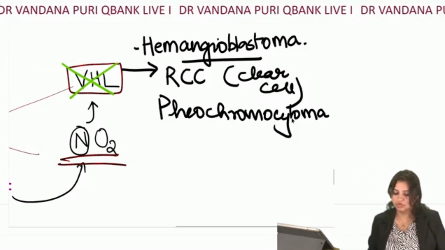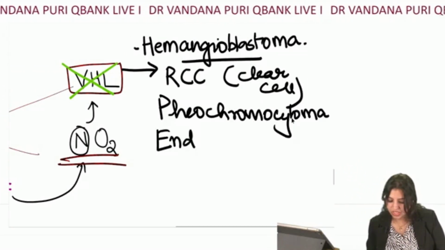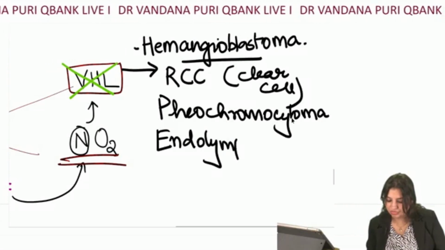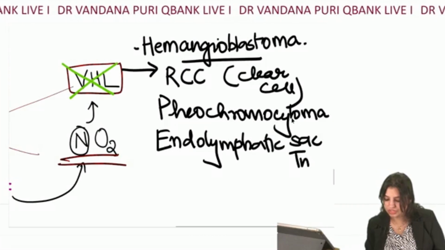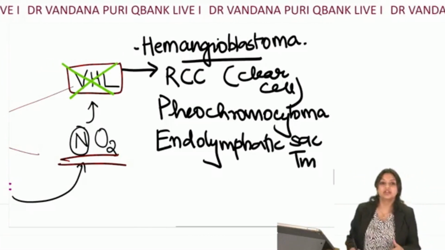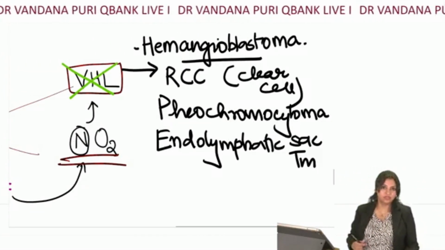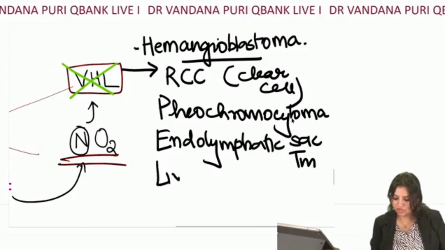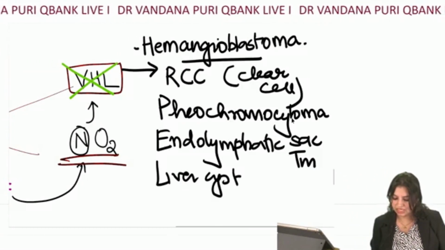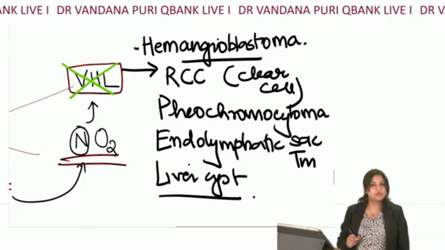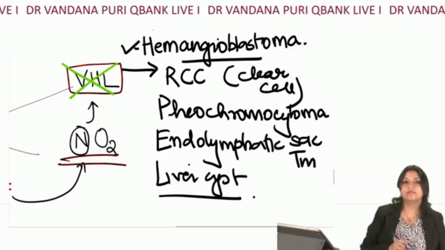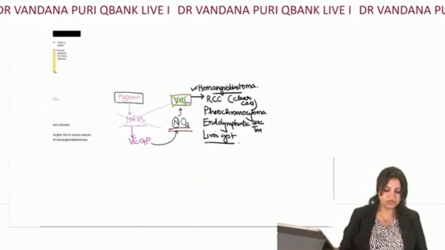Look at the next tumor, endolymphatic sac tumor. This is a tumor of the ear which can occur. And then there are liver cysts and pancreatic cysts. All those also occur by VHL deletions. So remember, the most common tumor is hemangioblastoma. Is everybody clear with the pathogenesis?